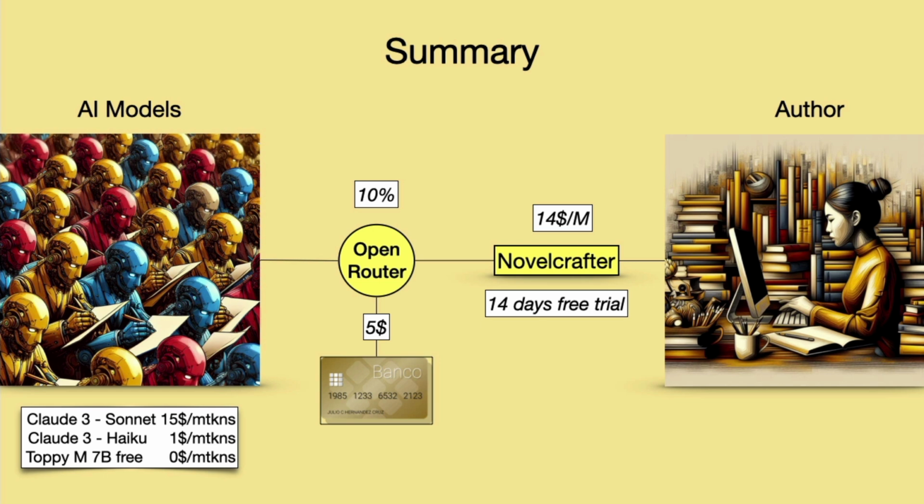So, in summary, if you only want to experiment, you can do it for free. However, you will be very limited, and as a professional, you will need to use good AI models, which will cost. As a professional user, you should calculate that your total cost will be about $30 per month. $14 per month for Novelcrafter, and about the same amount for OpenRouter. If you're a professional writer, the $30 will seem affordable.